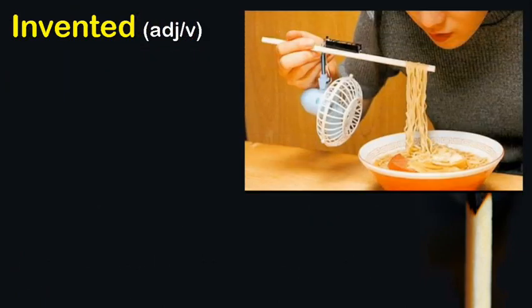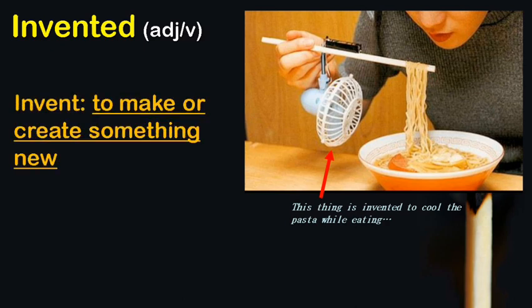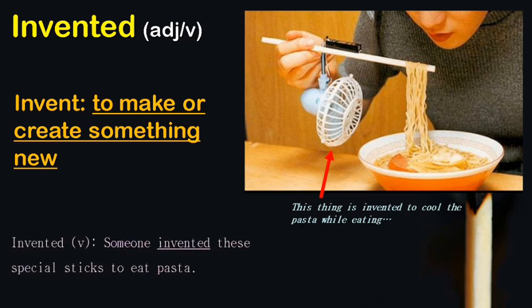The word invented, it can come as an adjective or as a verb. Okay, look at this, please. What do you think? The thing is invented to cool the pasta while eating. I need it, by the way. Invent is to make or create something new, okay? Something new. Invented as a verb, someone invented these special sticks to eat pasta. Invented as an adjective, this is an invented stick.